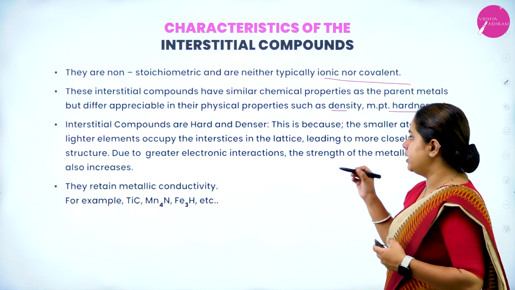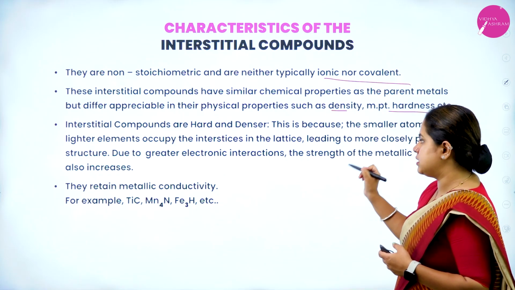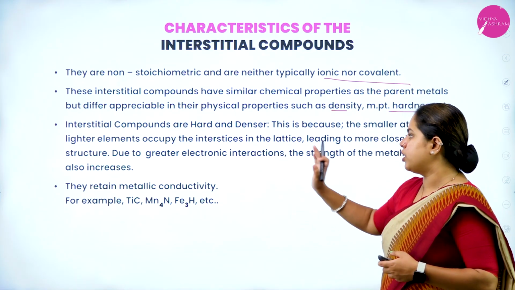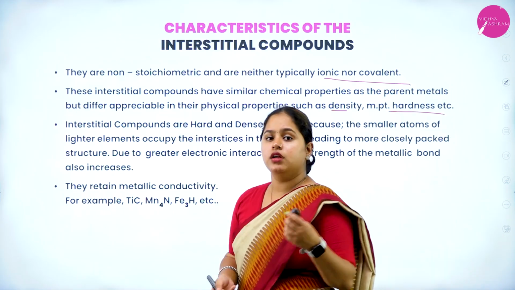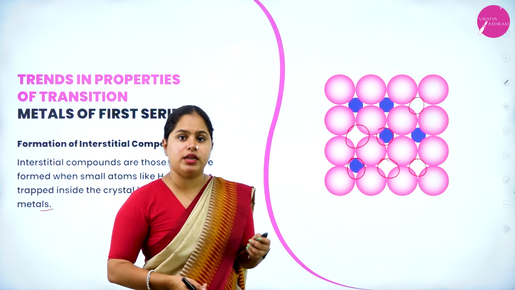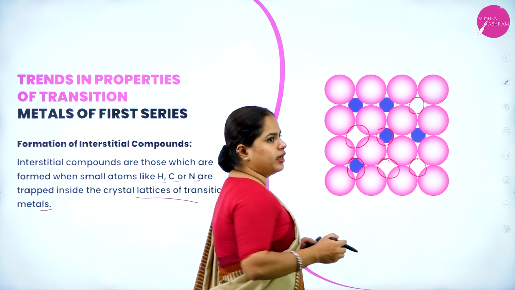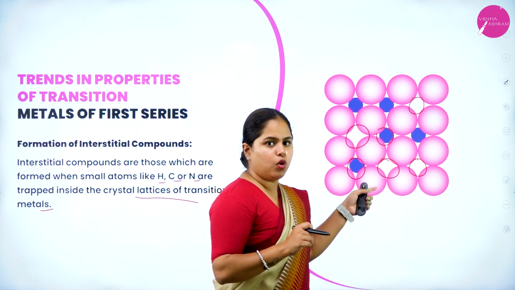Interstitial compounds are hard and denser. This is because smaller atoms of lighter elements occupy the interstices in the lattice, leading to more closely packed structure. Due to greater electronic interaction, strength of the metallic bond also increases. So interstitial compounds of D block elements are able to form because the hydrogen, carbon or nitrogen, these small atoms will occupy the interstitial positions. So what will happen?